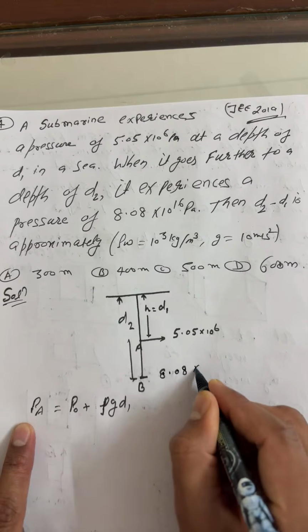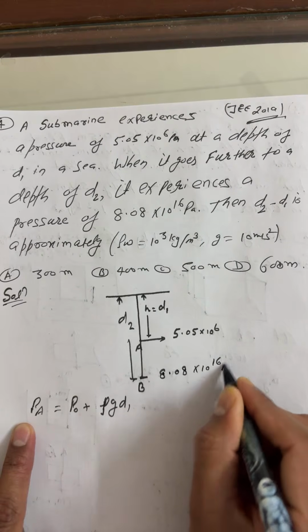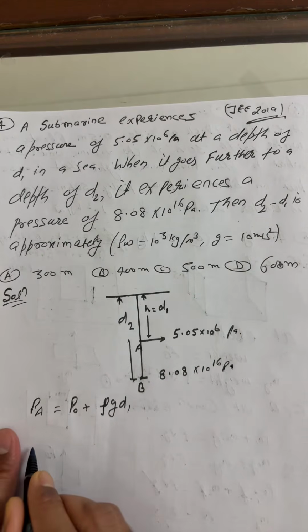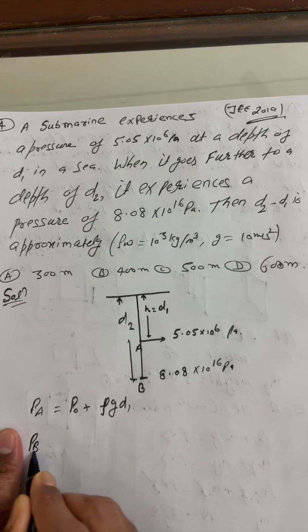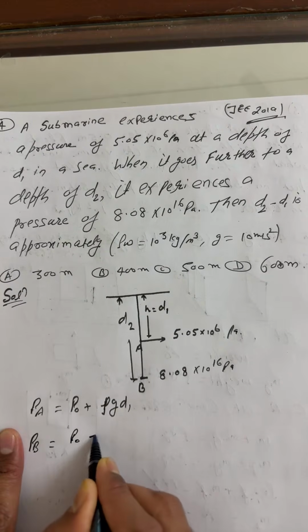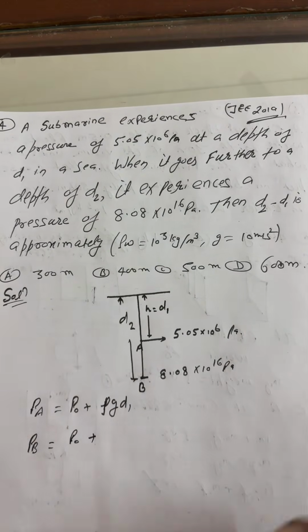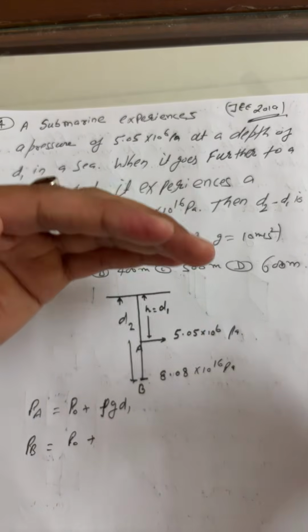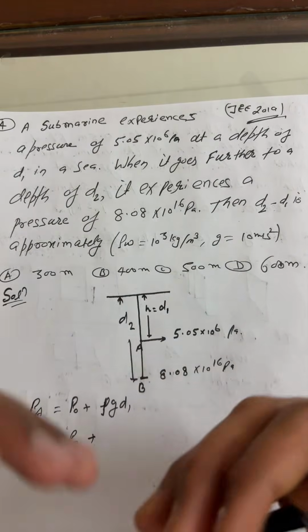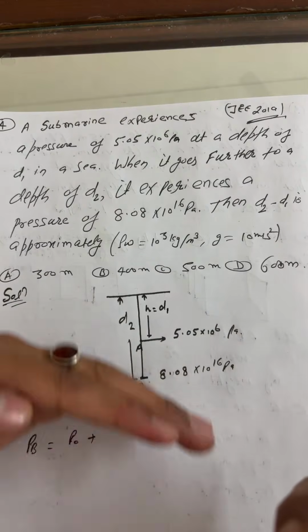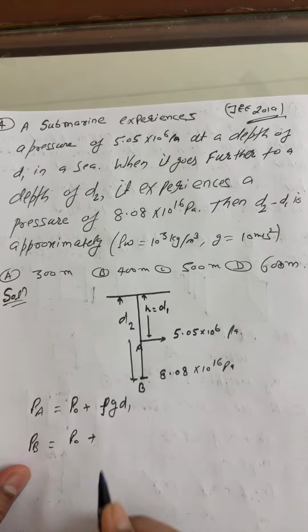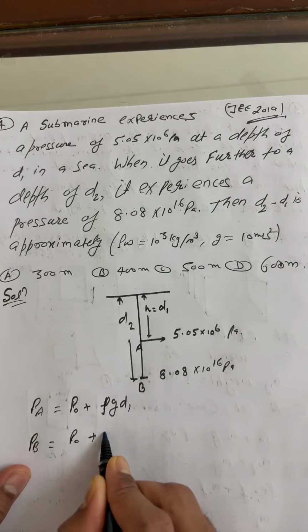8.08 times 10 to the power 6 Pascal. Right? So this is PA. What about PB? You can write this as P naught plus rho g D. Under the water, pressure due to liquid increases. If you go in the downward direction, the pressure will increase. If you go in the upward direction, the pressure will decrease. So as you go down, the pressure will increase.